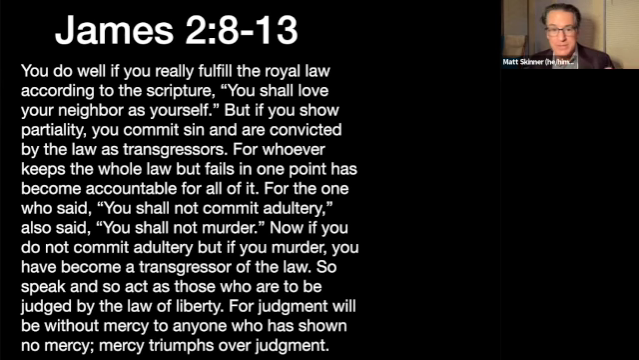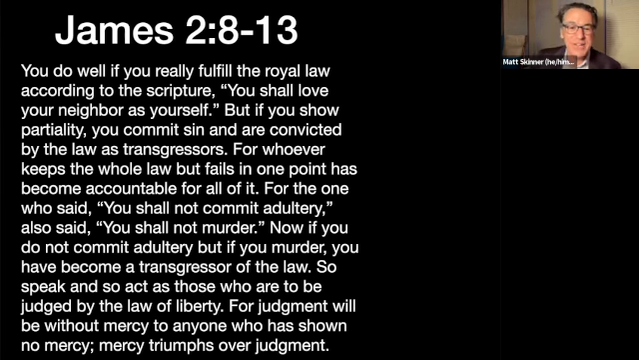So James, anyway, is saying you do well if you really fulfill the royal law according to the scripture, right? So James is in a sense agreeing. This is the centerpiece of the law. You shall love your neighbor as yourself. But if you show partiality, there's that word again, you commit sin and are convicted by the law as transgressors. For whoever keeps the whole law but fails in one point has become accountable for all of it. That doesn't sound fair, but nevertheless, that's the argument, right? That if you fail at loving your neighbor as yourself, you are legitimately called a lawbreaker.